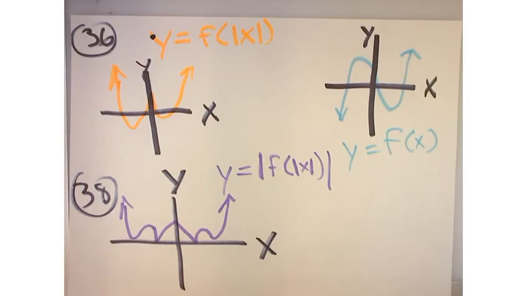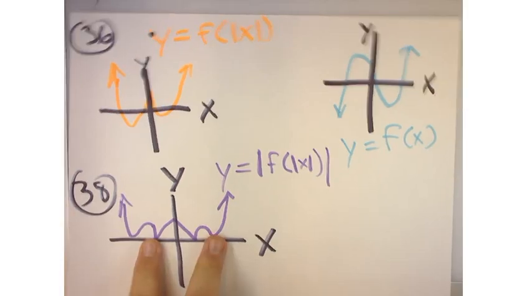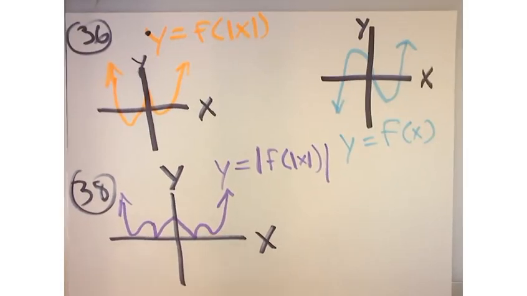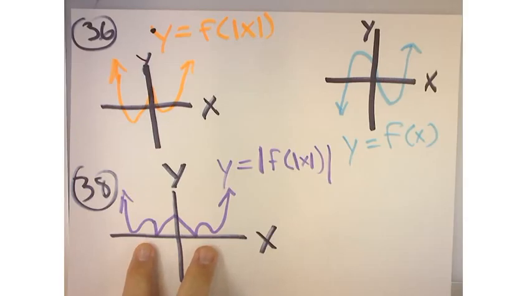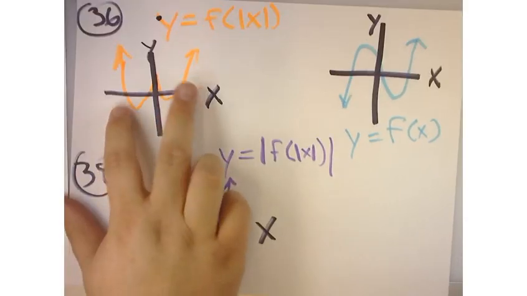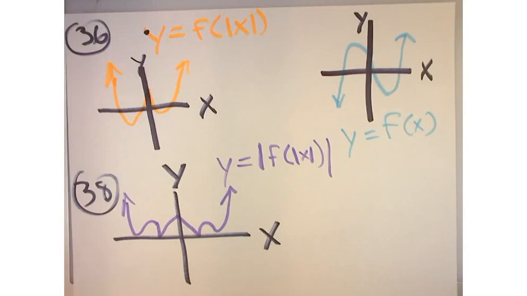But it's not like reflected over the origin, although this is an even function, right? Because this one's reflected over the y-axis. This one's an even function as well. It's reflected over the y-axis. Okay? I hope that makes sense.